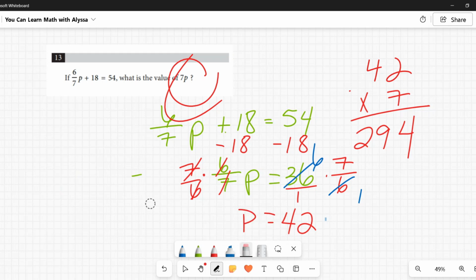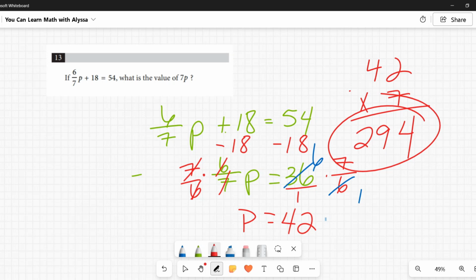It's never a bad idea to look for that kind of thing to see if there's a shortcut where you don't have to solve for p and then multiply by 7. But in this case, there isn't one of those. You do have to solve and then multiply by 7. But it gets you to our answer, 294. Always be careful with those. They love doing that to make sure you're paying attention.